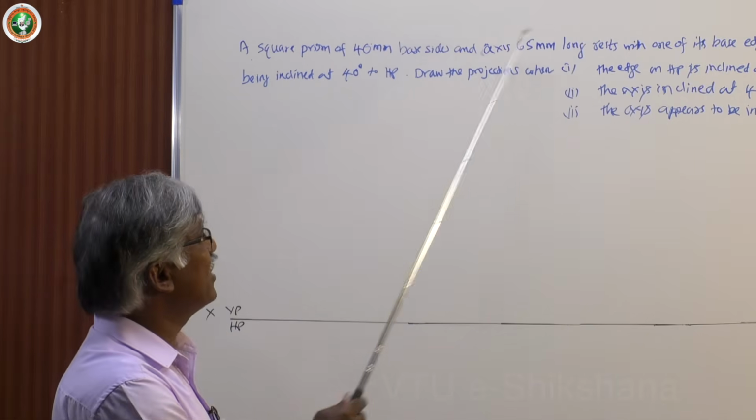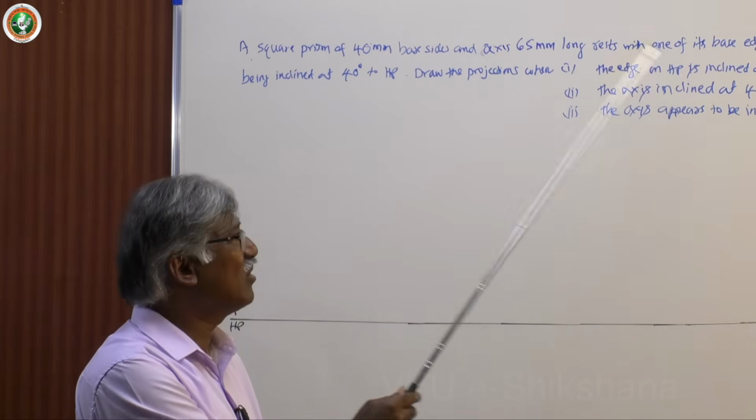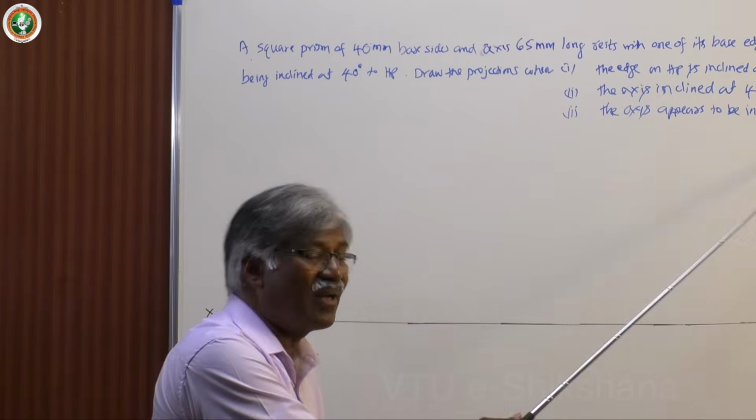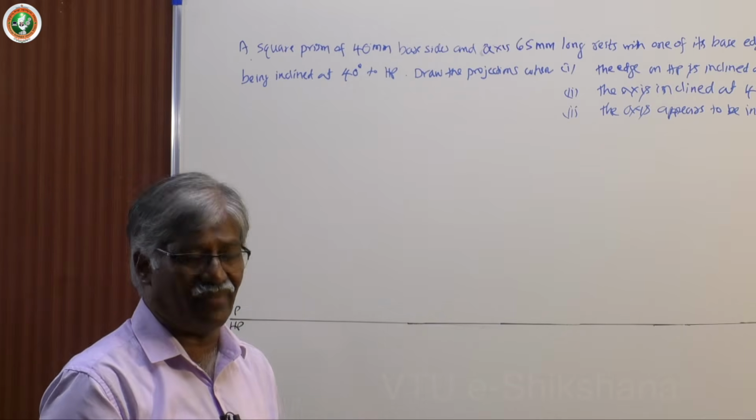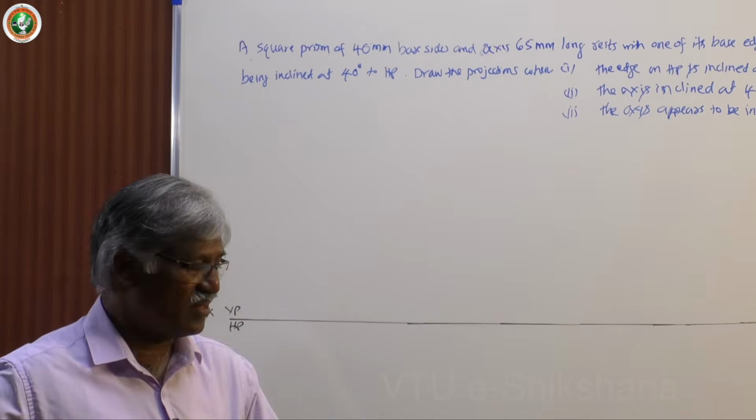Axis already inclined to HP by 40 degree, again it is inclined at 45 degree. That is another question. The last question is the axis inclined 40 degree to HP and it appears to be inclined at 45 degree to VP. Let me discuss one by one. Now let me take the first one only and discuss at length.